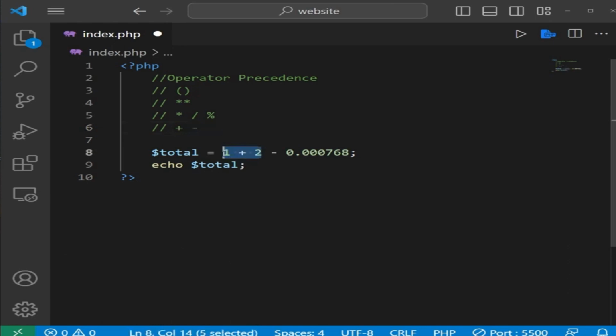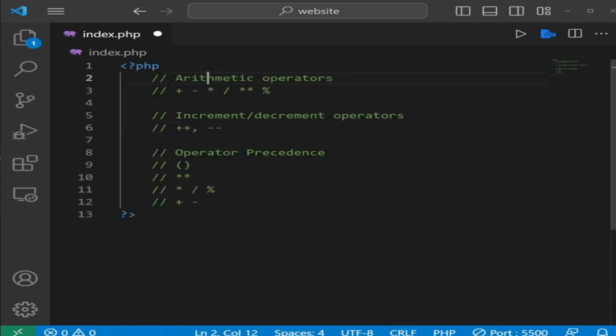We have some addition. 1 plus 2 is 3. 3 minus this number, 0.000768, is our result. 2.999232. That's operator precedence. If you have a complex equation, solve anything within parentheses first, then any exponents, multiplication, division, modulus, then lastly, addition and subtraction.